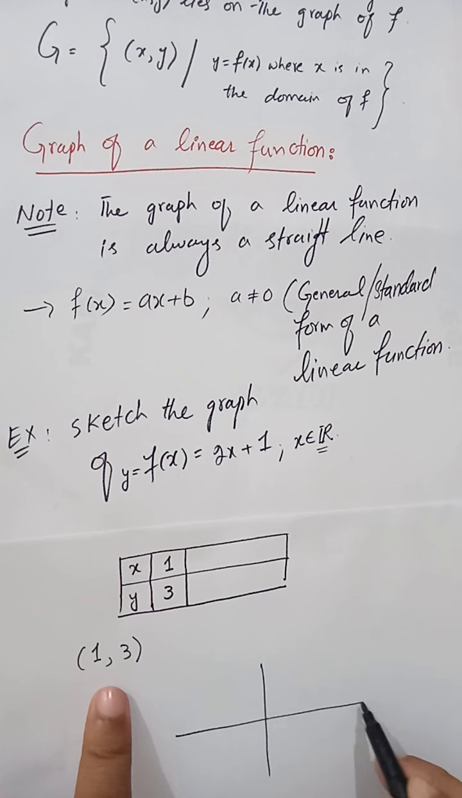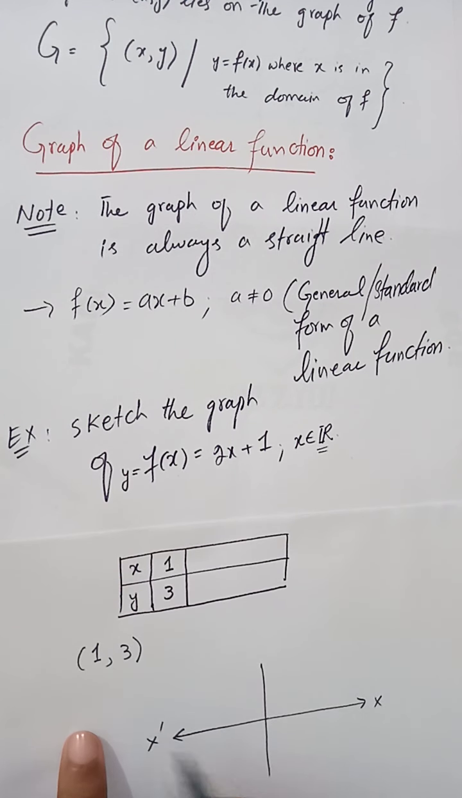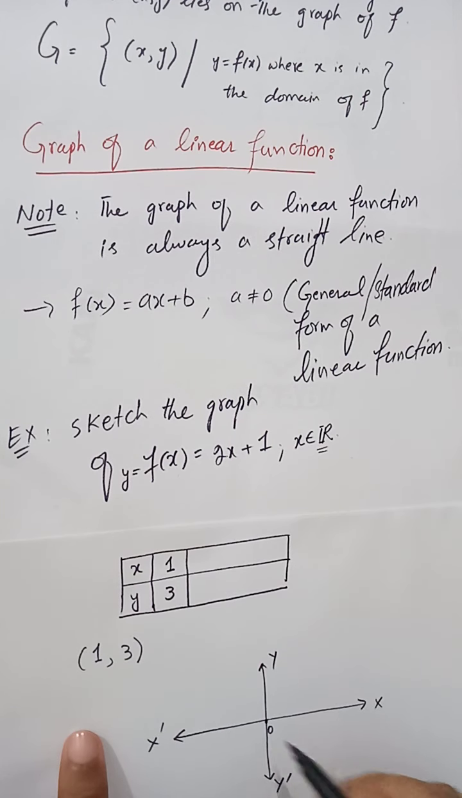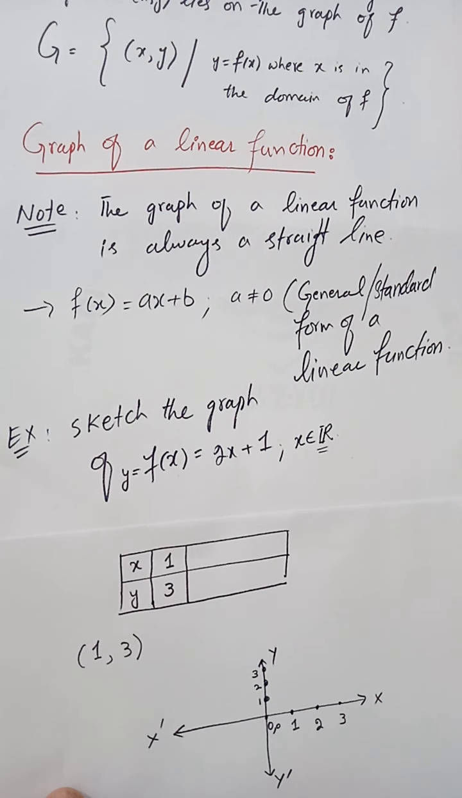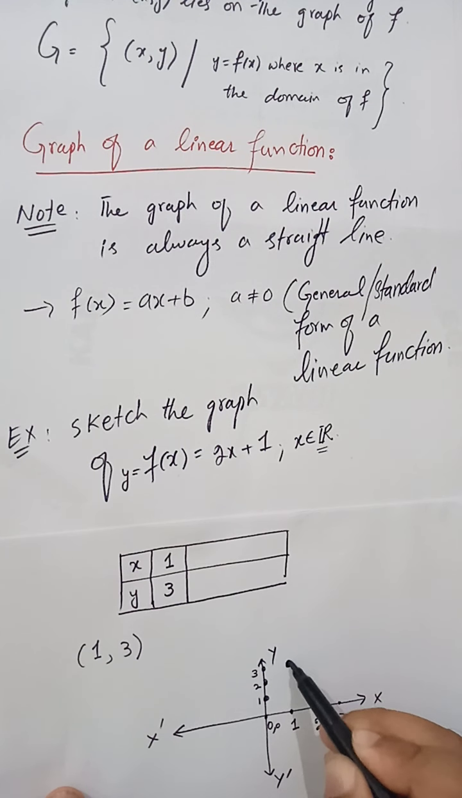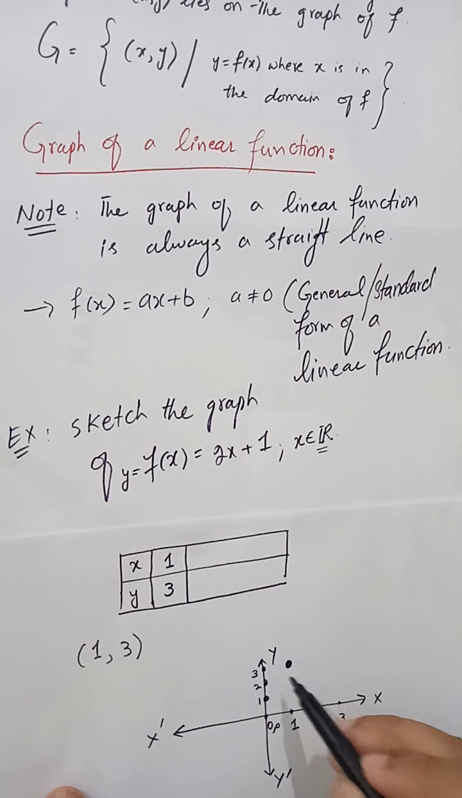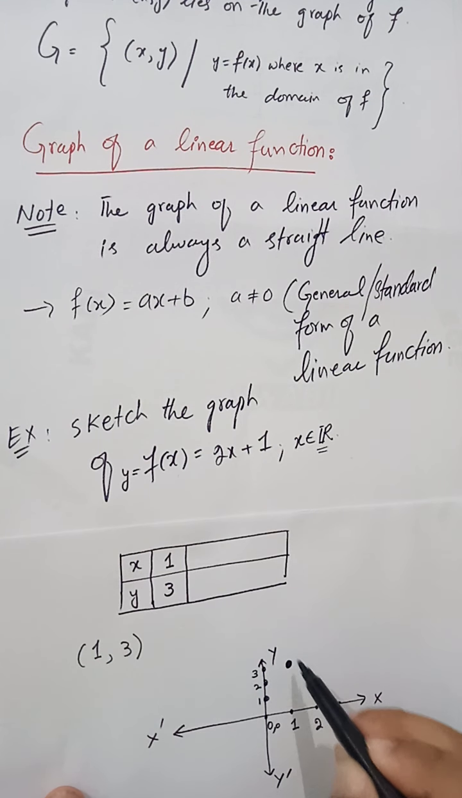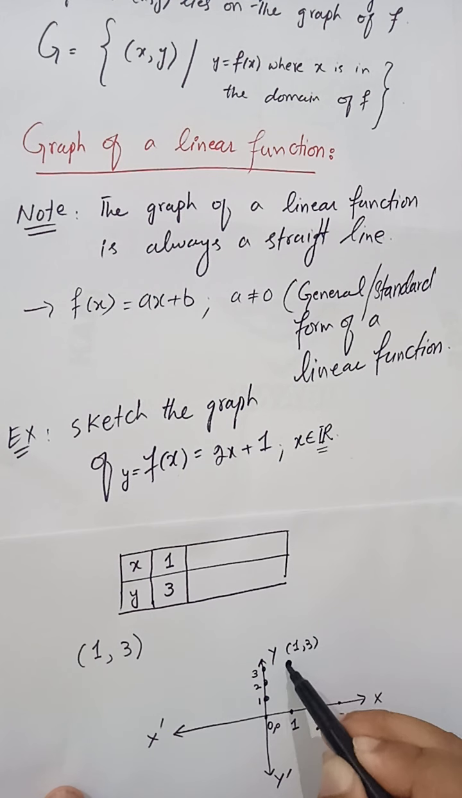So I am considering a rectangular coordinate system. Let's say this is the origin 0, 0. Let's say this point is 1. This is 2 unit distance on the x-axis and this is 3 unit. Let's say this is 1 unit, 2 unit and 3 unit, so 1, 2, 3. Okay, so plot this ordered pair 1 and 3. So this is 1 and this is 3. So this is the position of this point. 1, 3 represents the position of this point.